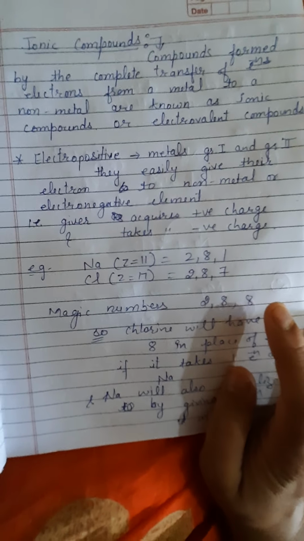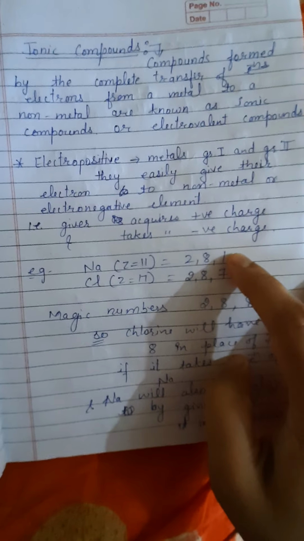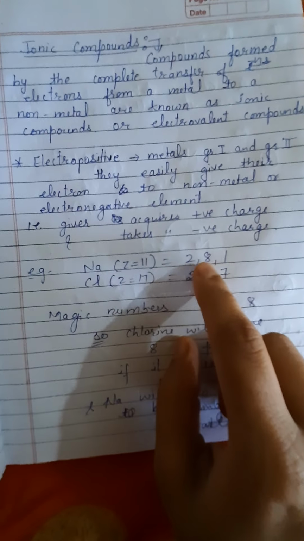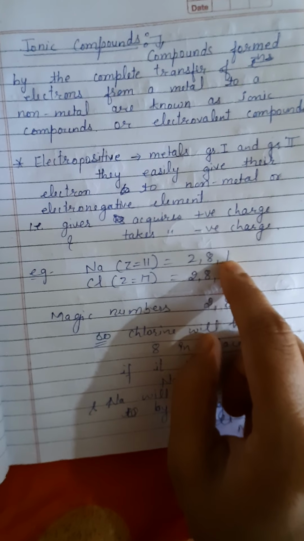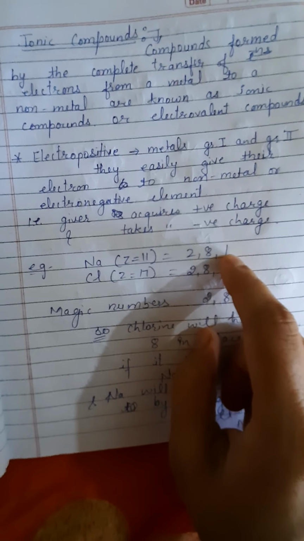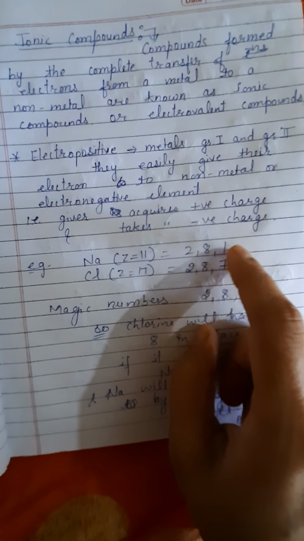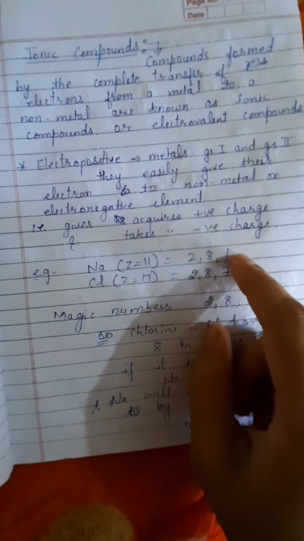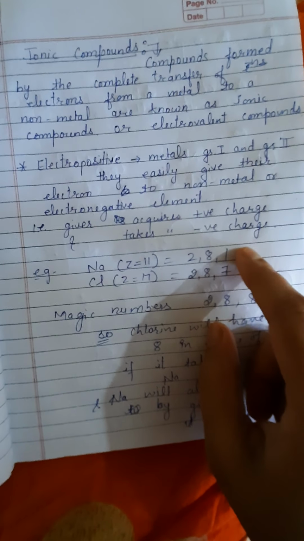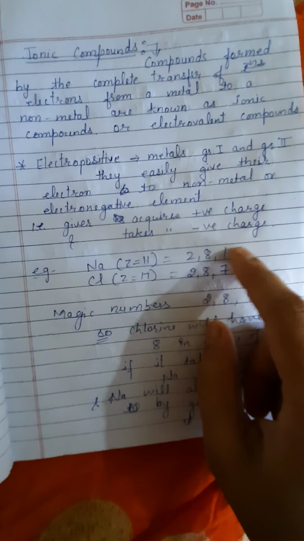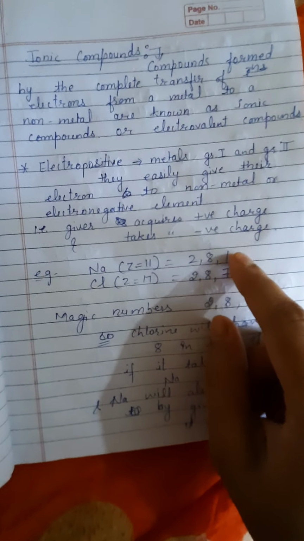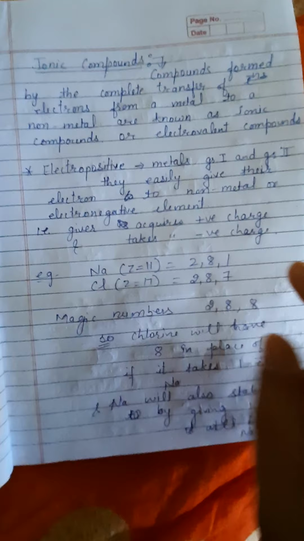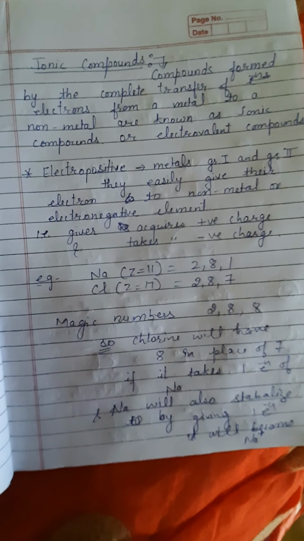So to make this 8 we have to add 7. Either we will go with this 8, or we have to make 8 here. So which one is easier, taking 7 here or removal of 1? Obviously, removal of 1 electron is easier, so we will be left with 2, 8. It means when sodium gives its 1 electron, it will turn to Na positive.